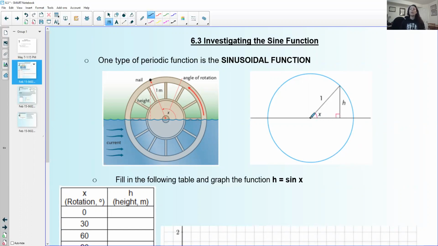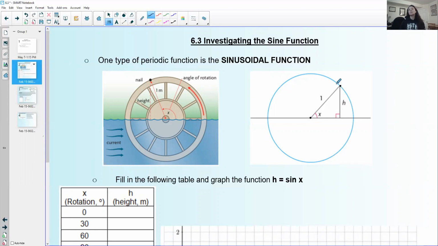So we have this nail on the wheel, and we're going to make a triangle from this nail. There's the center of the wheel, we've got the nail, we've connected them, and then I'm going to drop a line down to create a 90-degree angle and a right angle triangle. Because the radius of the wheel is 1, our hypotenuse of the triangle is 1. We don't know what this angle is, it's going to change, but the height is really what we're interested in. And the height we're just going to call h for now.